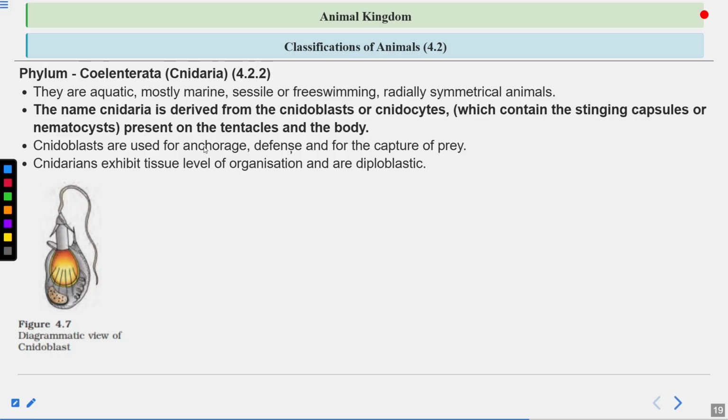So here, this is the representation of a cnidoblast cell. It has a capsule-like thing, and inside that there is this sting-like thing. When they see any danger, any organism coming that could harm the cnidarian, or if they want to capture prey, they immediately take this sting outside the capsule-like thing, right?